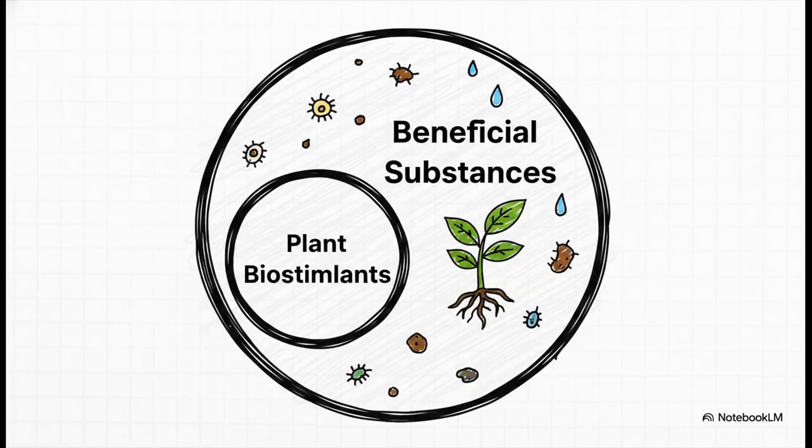And this is the perfect way to understand the relationship. Imagine a big circle. That's beneficial substances. Now, picture a smaller circle completely inside that big one. That smaller circle is plant biostimulants. See how that works? Every biostimulant is, by default, a beneficial substance. But, and this is key, not everything in that big circle qualifies as a biostimulant.